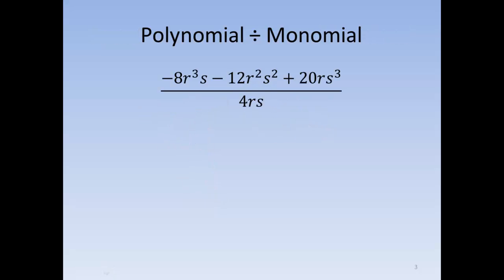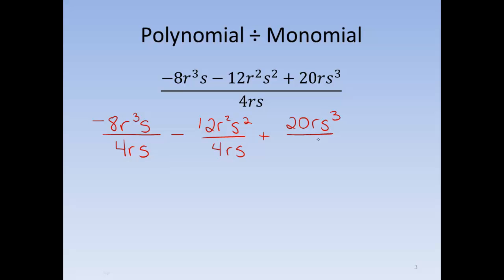First type of division is the easiest. It's polynomial divided by a monomial. Things on top divided by things on the bottom. First thing we're going to do is separate this into 3 different fractions. Negative 8r to the third s over 4rs, minus 12r squared s squared over 4rs, plus 20rs to the third over 4rs. At this point, we're going to apply our exponent rules.